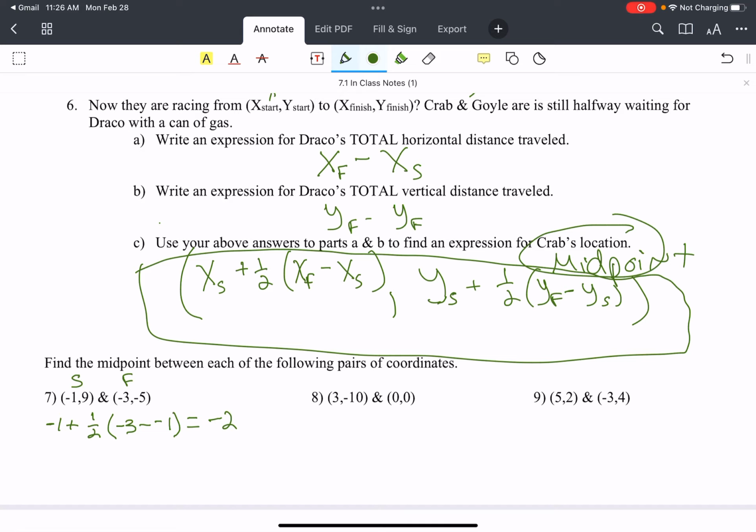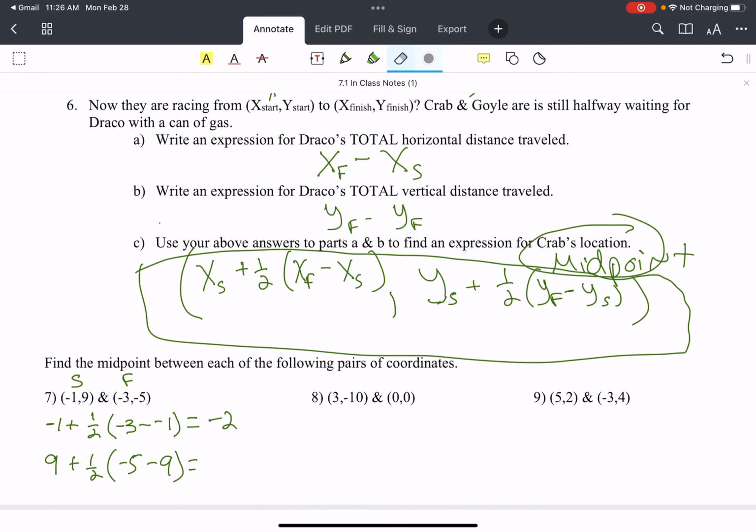Okay, now let's find the y coordinate halfway. 9 plus 1/2 of -5 minus 9. I got -2. Good, that's right. How do you put the half in? Do 0.5, or just do 1 divided by 2. If you have your graphing calculator here, fractions are easier to type in on the graphing calculator than on the little calculators, just so you know.